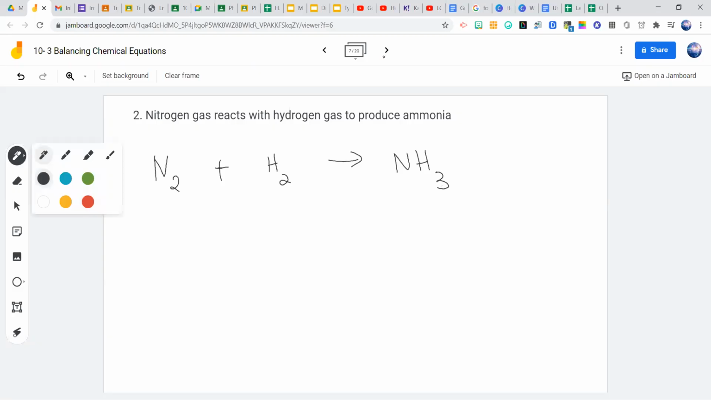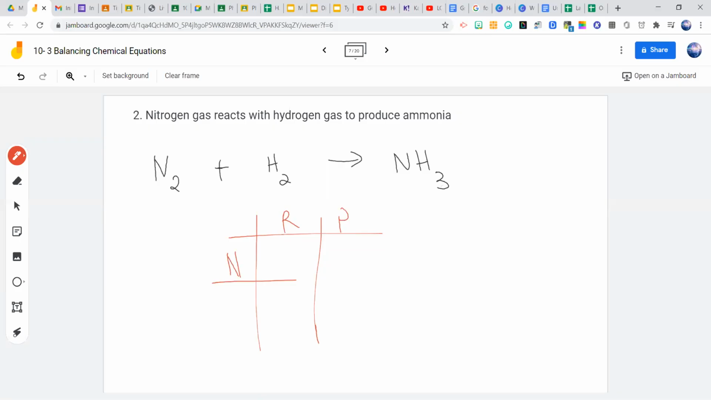All right, so going to our rough work table now, I need to identify the atoms that are present. What are the atoms present in this reaction? Nitrogen and hydrogen. Very good. So only 2, nitrogen and hydrogen. Then I'm going to identify how many are on each side.